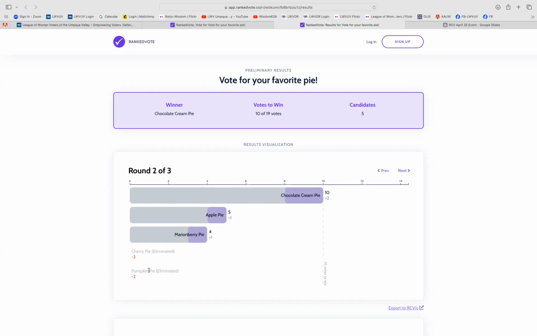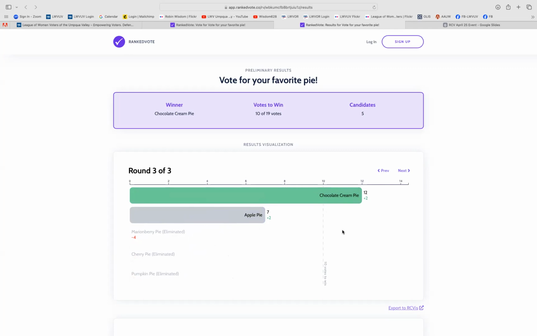So here you can see that pumpkin pie and cherry pie were both eliminated. And so now chocolate cream pie has 10 votes. Apple pie has 5 votes. Marion Berry has 4 votes. So that's still not quite a majority. So let's go to the next round. And now Marion Berry was defeated because they had the least amount of votes. And ultimately chocolate cream pie takes it for the majority win.